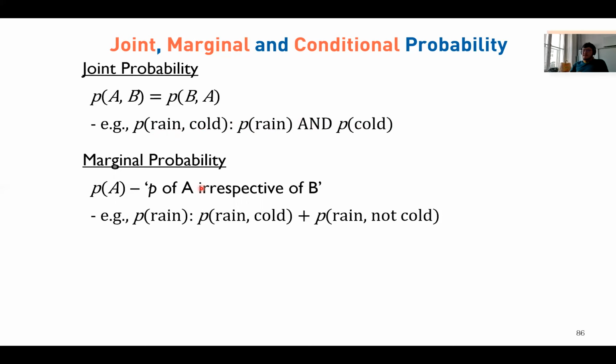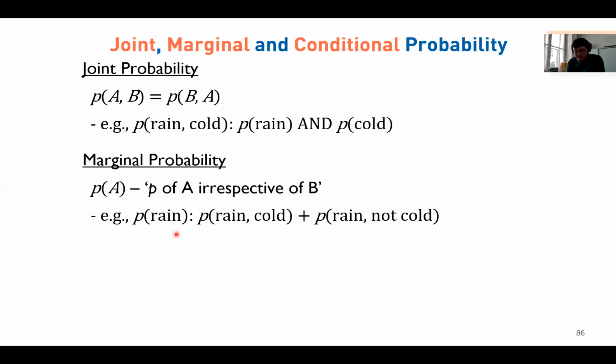Another probability here is marginal probability. Maybe it is a little bit new to you. The marginal probability basically means the probability of one event irrespective of another event. Here, one example is that I'm interested in the probability of rain, when there is a possibility that there is another event, cold or not cold.